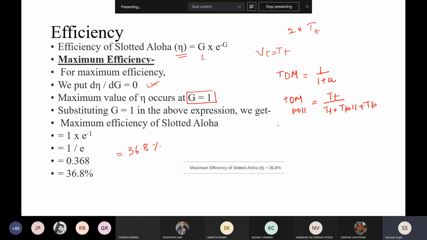Okay, so after that we have done CSMA CD. I have told you this was 1 over 1 plus 6.44a. There was some binomial distribution, and another, Poisson distribution, was there also.